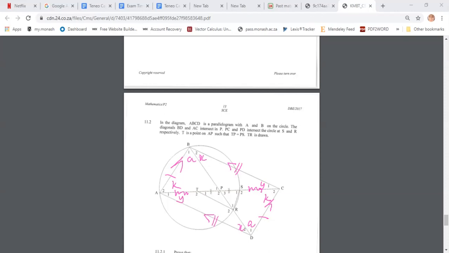I don't see any cyclic quad. This is quite an unusual one. No, there's no cyclic quad because there's no line there. All right, perfect. Okay, so it looks like we filled in most things, right?